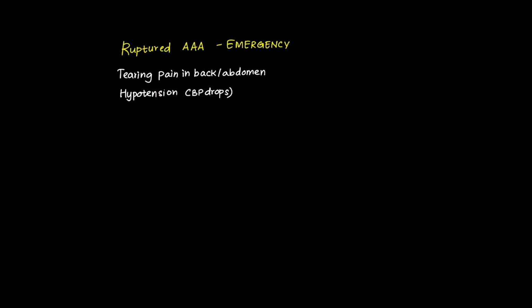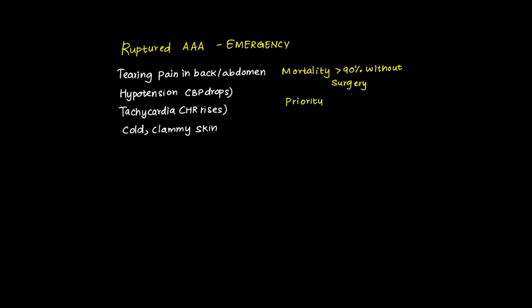This one is a true emergency. A patient with a known AAA suddenly develops severe tearing pain in the back and abdomen. Their blood pressure tanks, heart rate shoots up, and they go cold and clammy. That's a ruptured AAA with hemorrhagic shock, and without emergency surgery, the mortality rate exceeds 90%. There is no time to waste. The nurse's immediate priority is notifying the provider and preparing for emergency surgery.